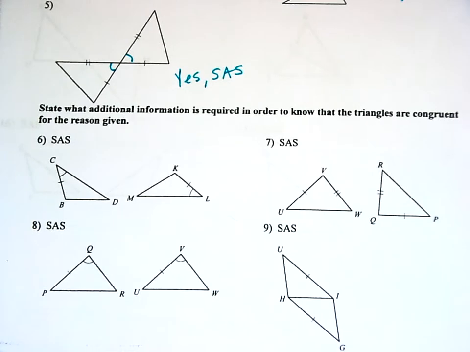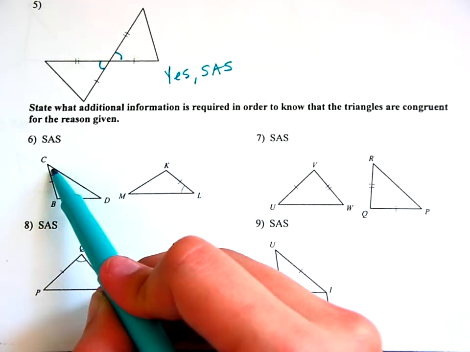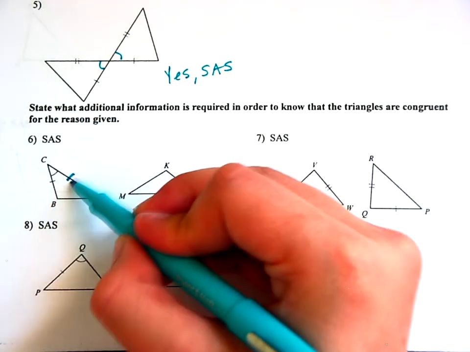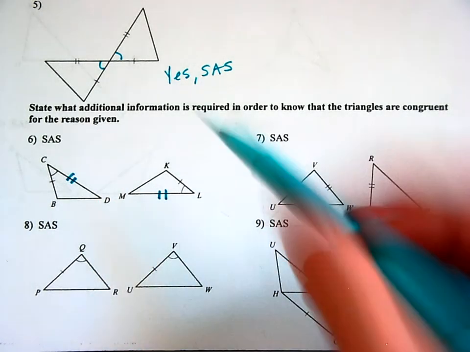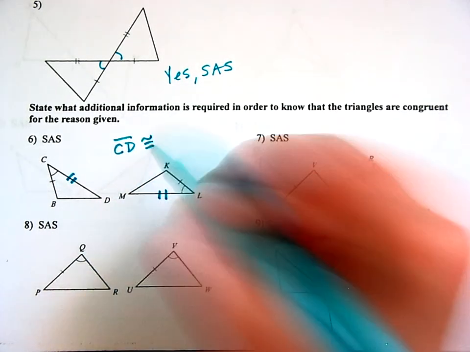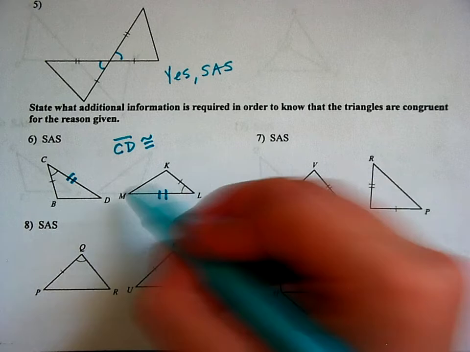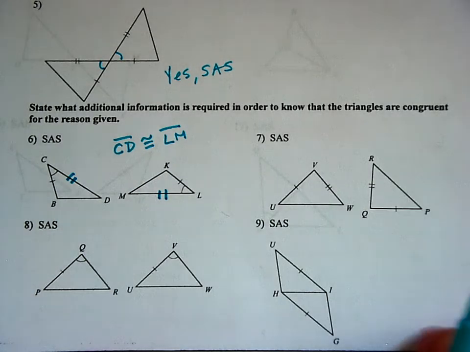All right, these next few problems, just like before, we are going to decide what additional information we would need in order to prove these triangles are congruent. So we're going to be missing one piece of information. So first picture, we've got a side angle, so that means I need one more side. That's going to be this side right here. Make sure you label the correct one. And so we would need to know that CD is congruent to LM. Notice the order that I labeled those sides.